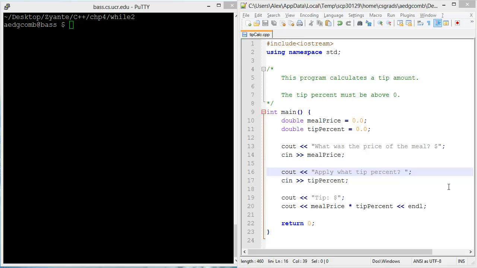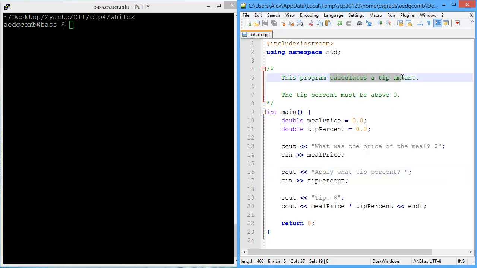This video demonstrates the use of a while loop. What we're going to do is write a program that calculates a tip amount. The tip percentage must be above 0. So we have a variable meal price initialized to 0 with the data type double. We have another data type double, variable named tip percent, which is also initialized to 0.